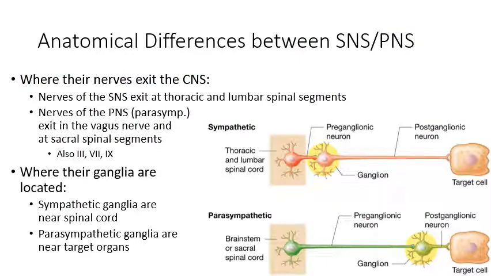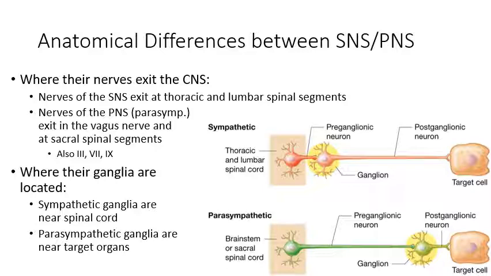So as I had mentioned, one major difference in the anatomical pathways for the sympathetic nervous system compared to the parasympathetic nervous system is just the location of the ganglion. For the sympathetic nervous system, the ganglion is found next to the spinal cord. For the parasympathetic nervous system, the ganglion is found closer to the target organ. There's also a couple of other differences.